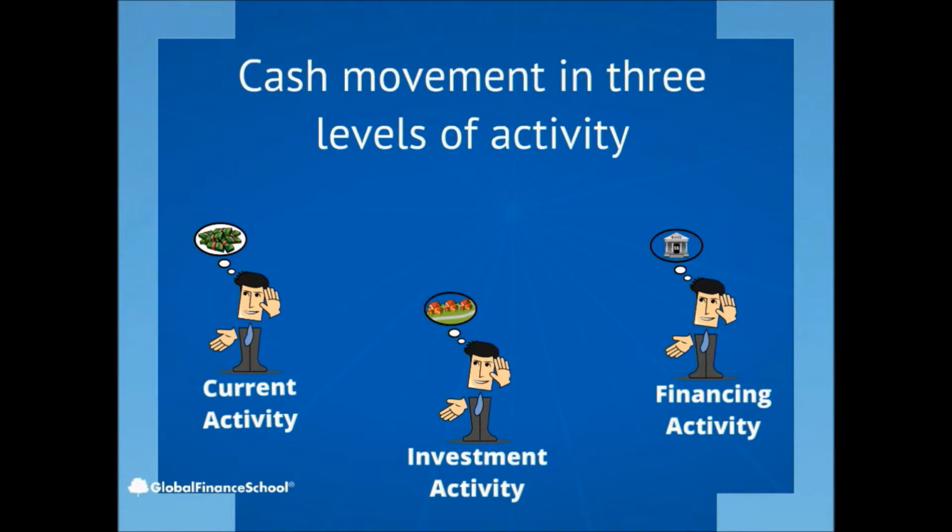The cash flow statement structure. The cash flow statement describes cash movement in three levels of activity. 1. Current activity. This includes cash movement from a company's regular activity, such as sales. 2. Investment activity. This includes, for example, purchases of fixed assets. 3. Financing activity. This includes taking out bank loans or issuing a share capital.